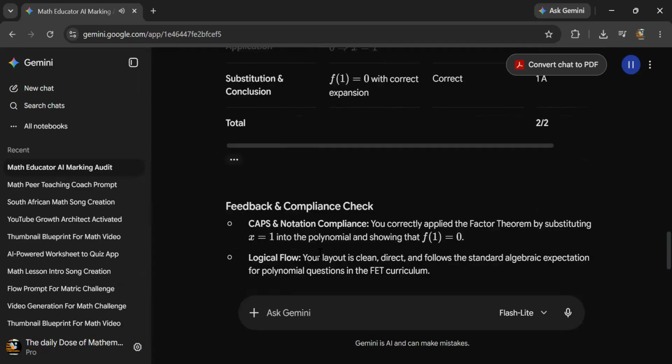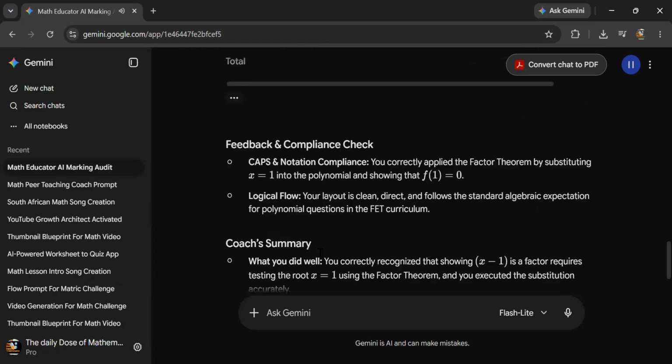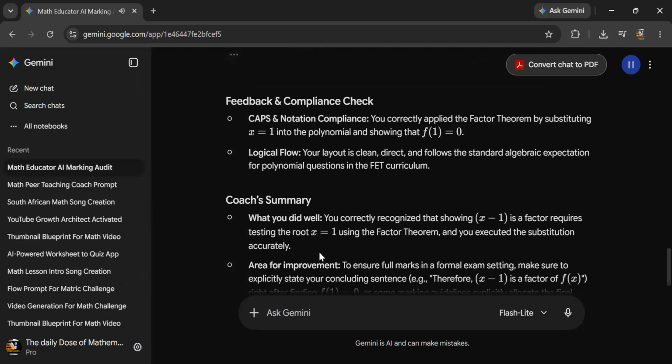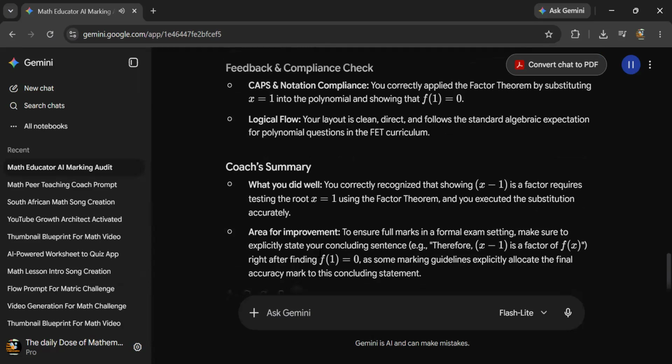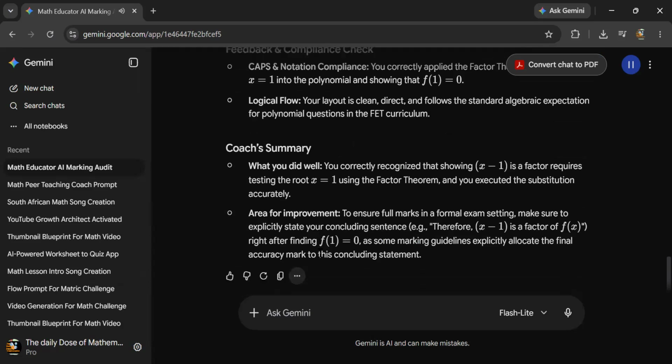Feedback and compliance check. Caps and notation compliance. You correctly applied the factor theorem by substituting x equals 1 into the polynomial and showing that f(1) equals 0. Logical flow: your layout is clean, direct, and follows the standard algebraic expectation for polynomial questions in the PhET curriculum.